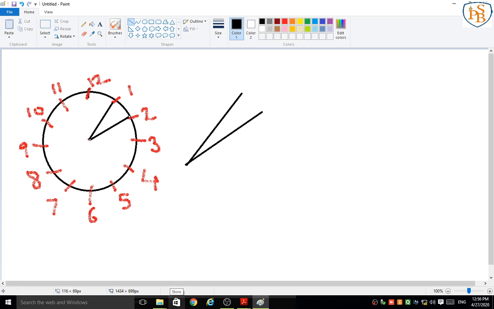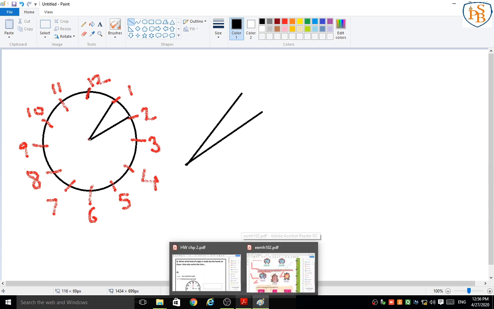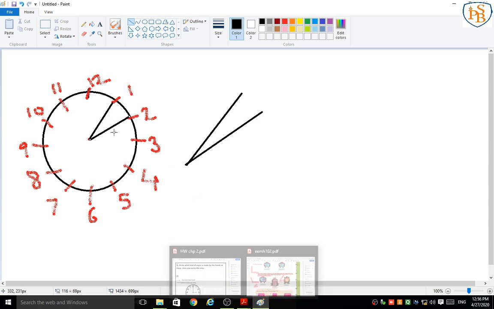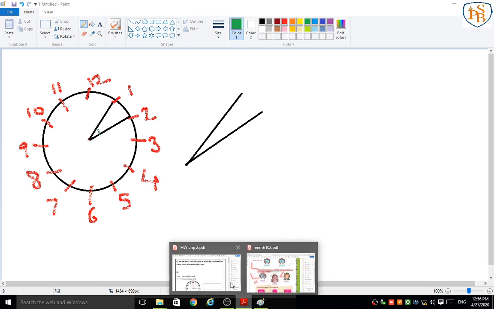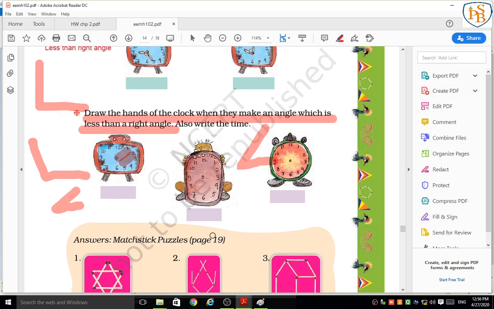Correct, students? Very good. If you have to show the timing 1:10, then definitely it is less than a right angle. Right, students? This angle shows that it is less than a right angle. Okay, then come to the next. Can you tell me the next time? Like that you have to show which is less than.